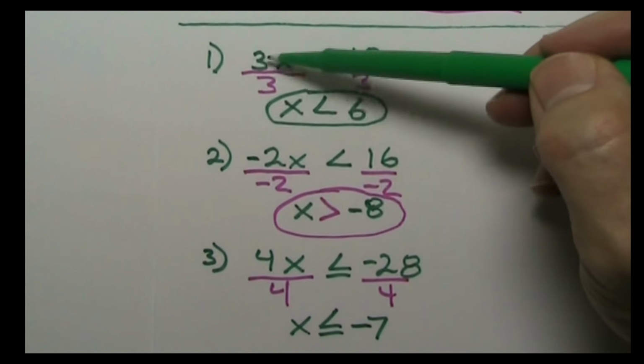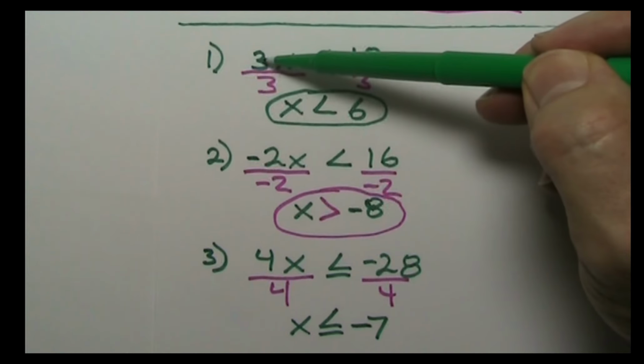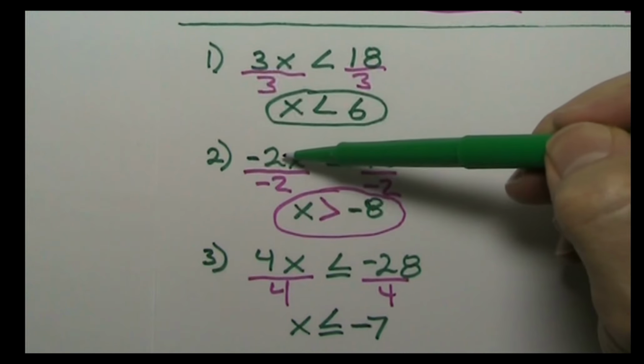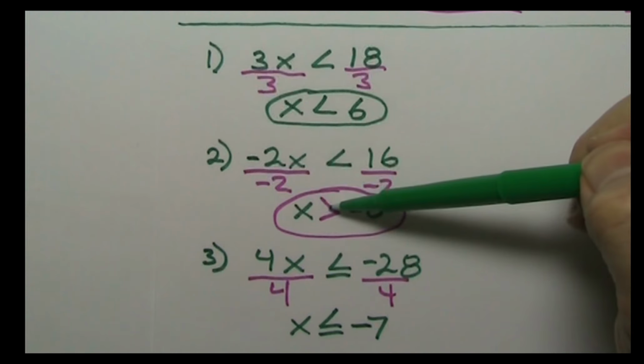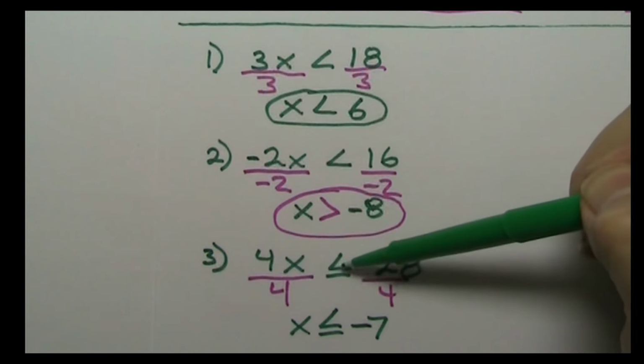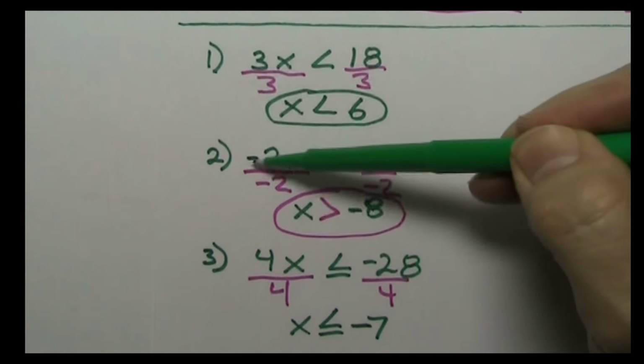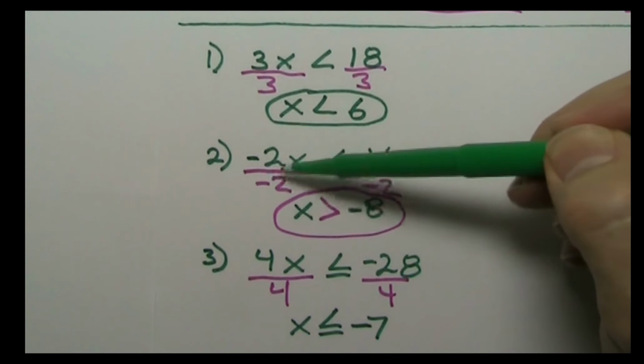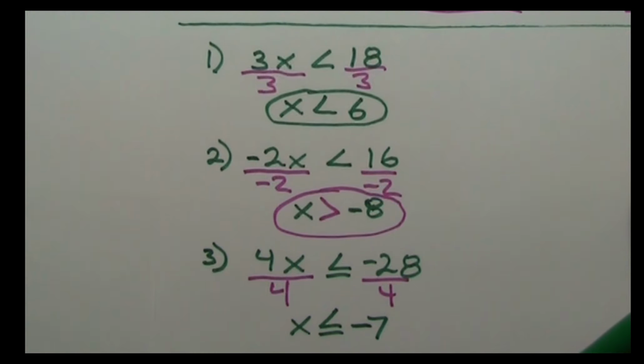One other note to make is that notice the coefficient is positive, the arrow stays the same. Notice the coefficient is negative, I have to reverse the arrow. It's positive, it stays the same. So if the coefficient's negative, then the arrow is going to have to change.